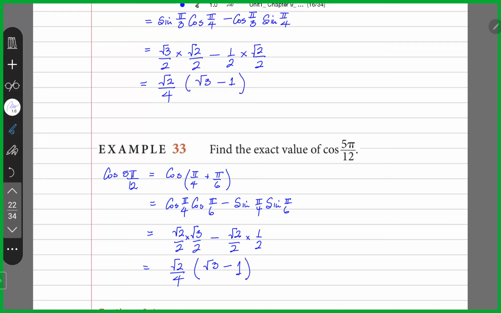So if you're observant, you would notice that the sine of 15 is the same as the cosine of 75 degrees. And the reason for that is that 75 degrees and 15 degrees are complementary angles. Complementary angles mean that they add up to 90 degrees. And if two angles add up to 90 degrees, the sine of one is equal to the cosine of the other. So you'll notice that the sine of 15 is equal to the cosine of 75 degrees.